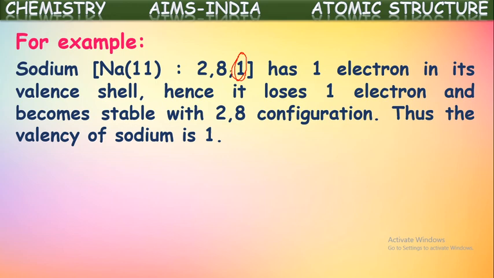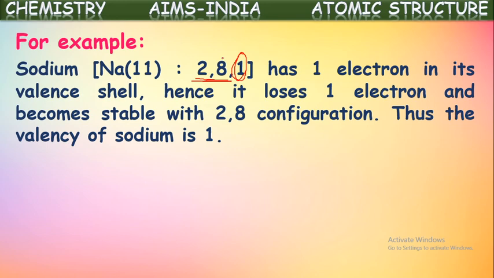By losing this electron, what do we get? This will be the remaining configuration of sodium, which is the nearest noble gas configuration, the neon configuration. As it gets 8 electrons in the outermost shell, it becomes stable. Like this, atoms with less than 4 electrons in the outermost shell lose them and become stable. Here, how many electrons is sodium losing? 1 electron. So the valency of sodium is said to be 1.